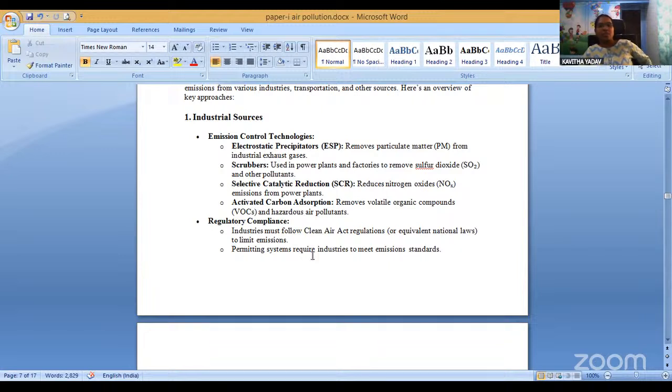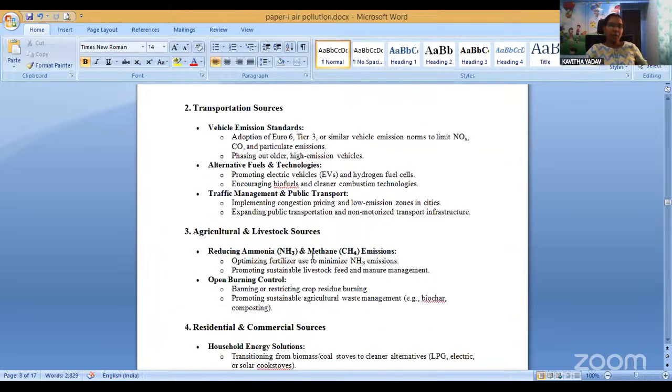The next one is regulatory compliance. The industries must follow Clean Air Act regulations or equivalent national laws to limit the emissions. These regulations require the industries to meet emission standards.